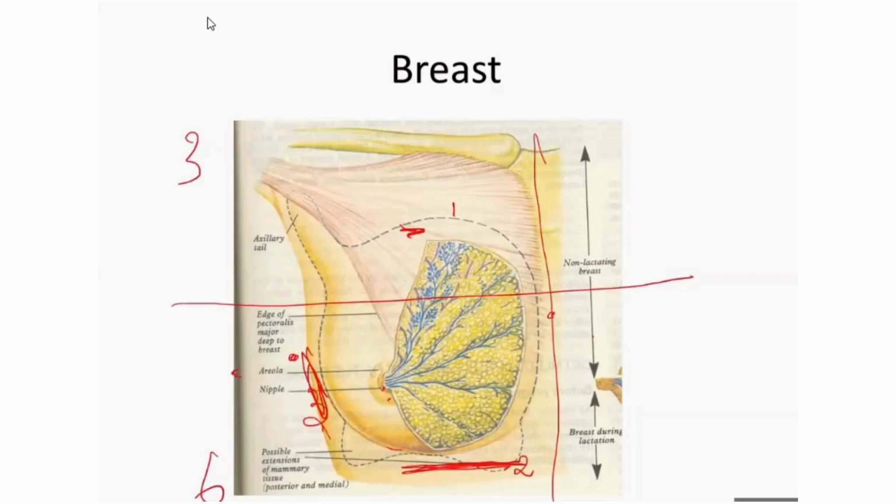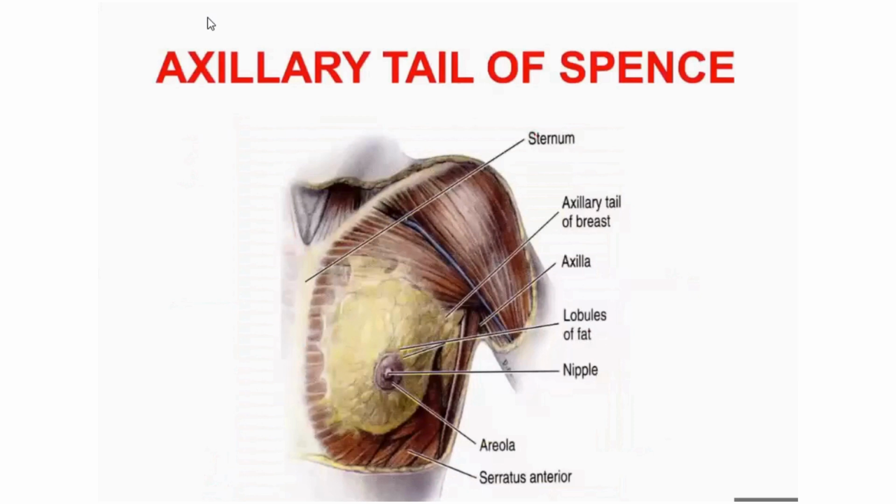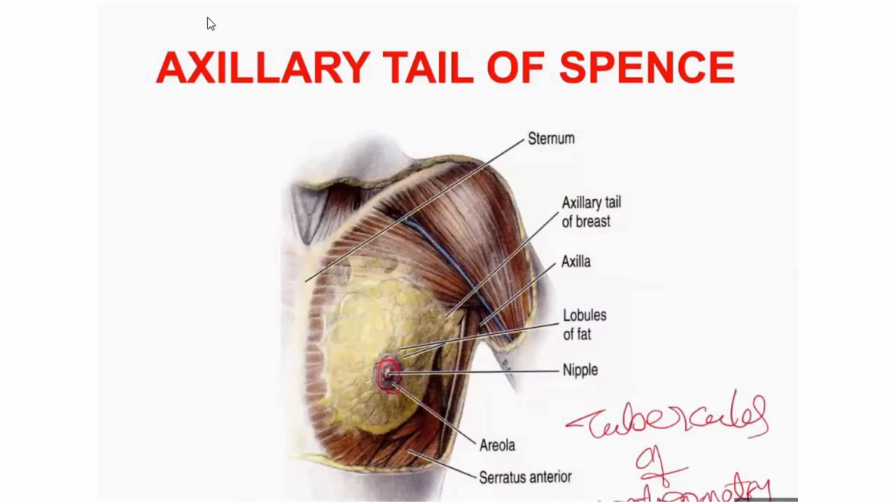Nipple and areola. What is it? Areola is the dark pigmented area over the breast. The nipple contains sebaceous glands, which give some tubercles called tubercles of Montgomery.